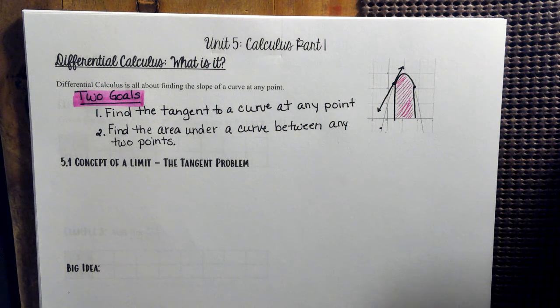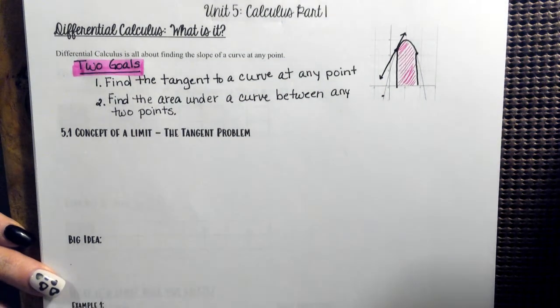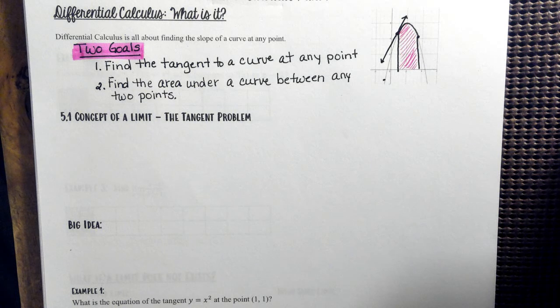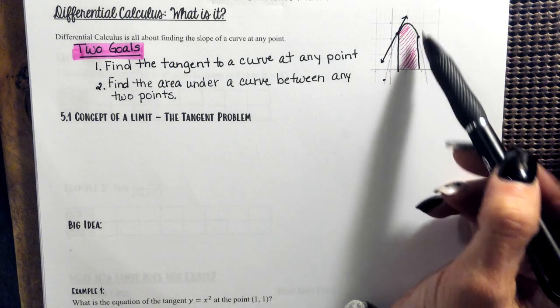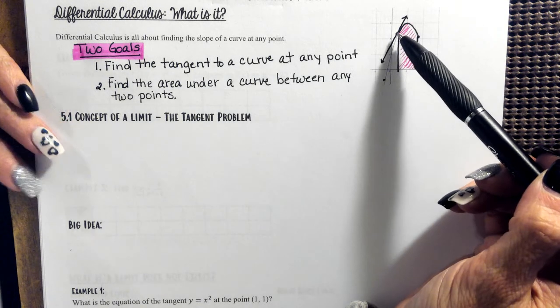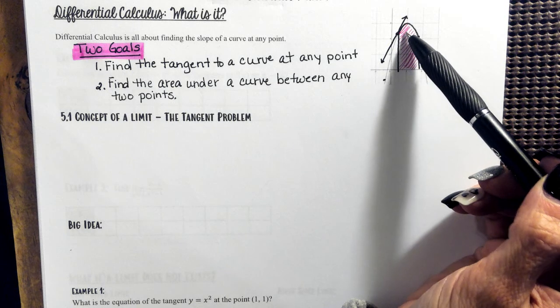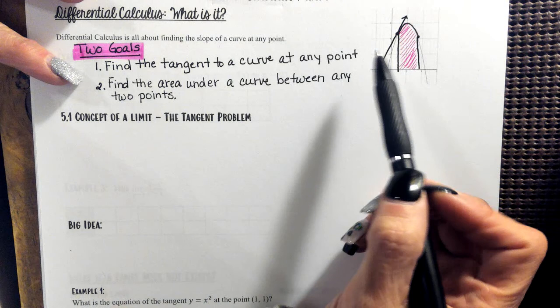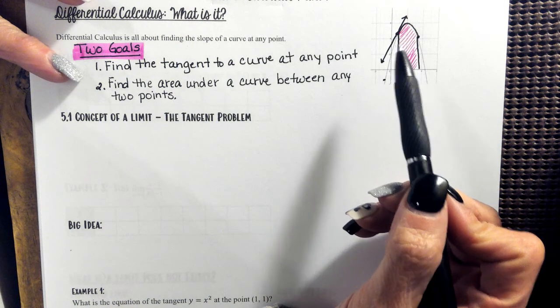Those of you that have actually had calculus before, or you've been in pre-cal, some of it should be a repeat of what you've already seen. But we're going to go through this a little bit. Okay, so let's start off with the concept of a limit. We're going to do what's called the tangent problem. The tangent line touches the curve at a single point, so my problem is, what's the slope at that point?